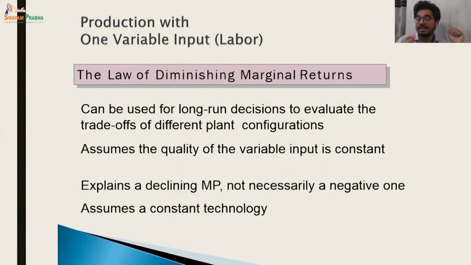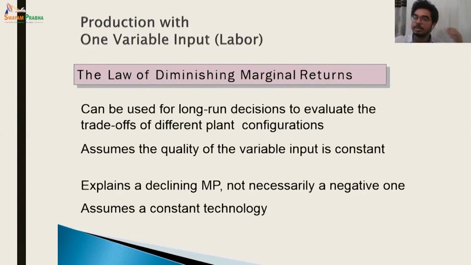It explains a declining marginal product, remember, but not necessarily a negative one, right? So beyond 4, you see that every additional labor force causes a decline in marginal returns, that additional output, that is my marginal productivity, right? So the additional output that falls. So here we are not talking about diminishing marginal productivity, the name is slightly different, diminishing marginal returns. So from 3 onwards, it starts falling.